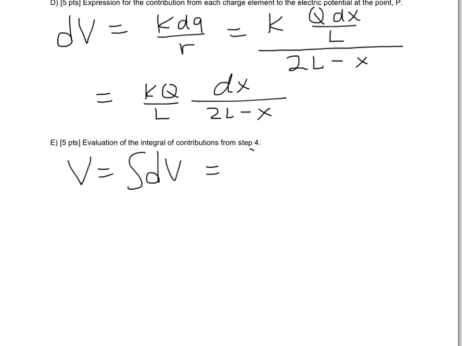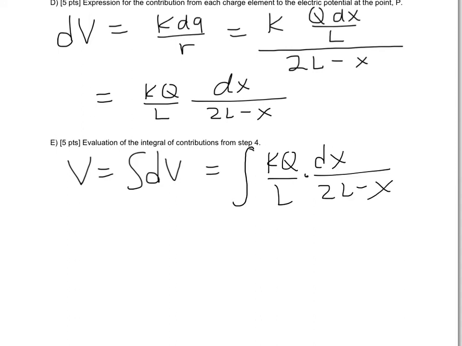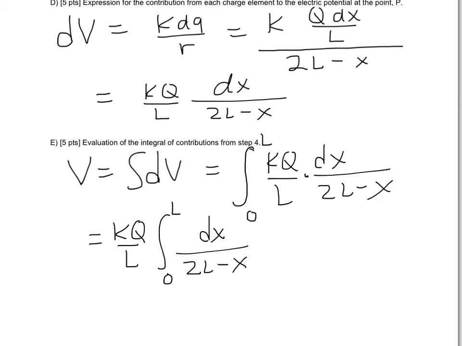And that is the integral of kq dx over (2L minus x). Okay, we can simplify this a little. We can take a kq. Oh, we need the integral limits. Remember, the rod starts at the origin, that's x equals 0, and it ends at x equals L. So those are the limits. So we have kq over L, which are constants, times the integral from 0 to L of dx over (2L minus x).